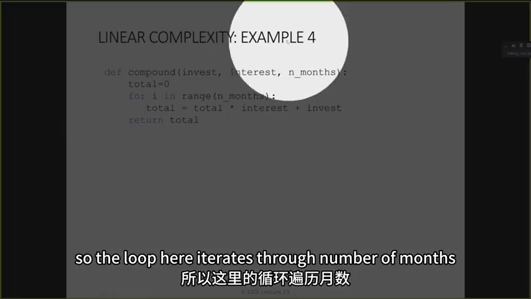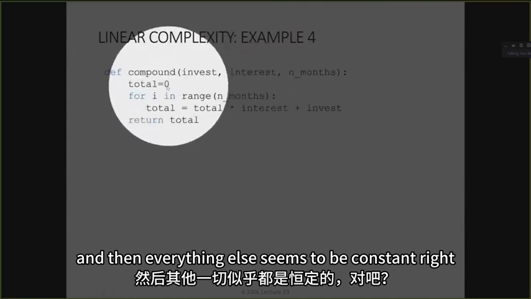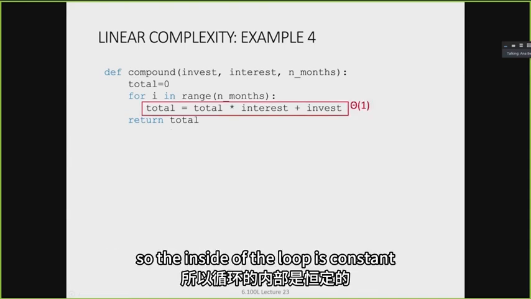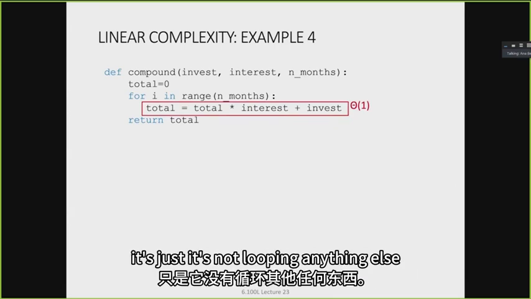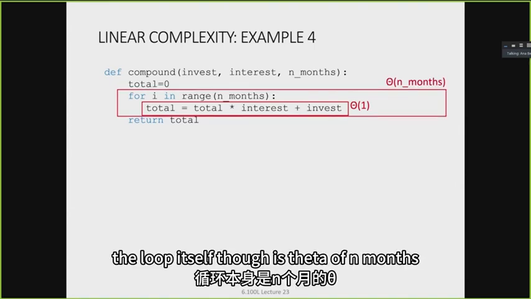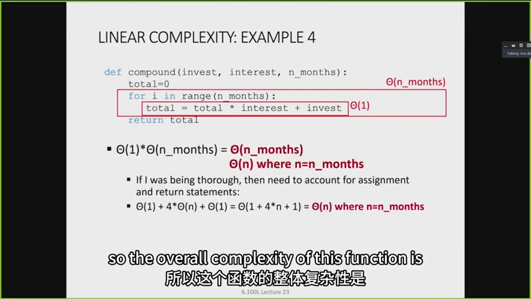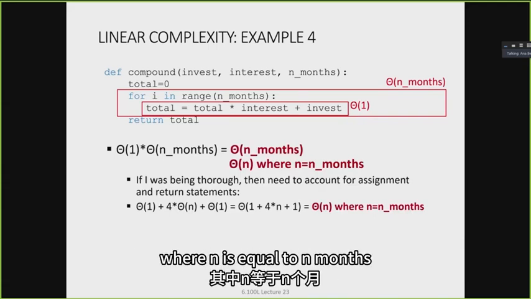So the loop here iterates through the number of months, and then everything else seems to be constant. I have one loop, so the inside of the loop is constant. I do have to double check that, but so far so good. It's not looping anything else. It's not a function of anything else. The loop itself, though, is theta of n months. So the overall complexity of this function is theta of n months, or we could say theta of n where n is equal to n months.